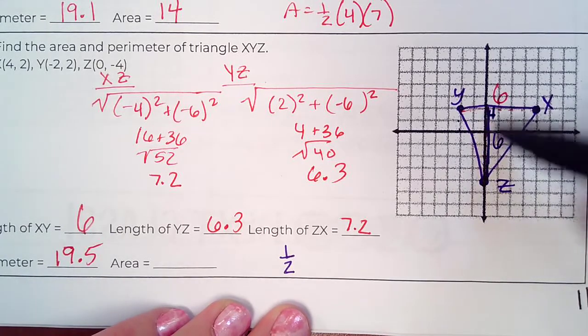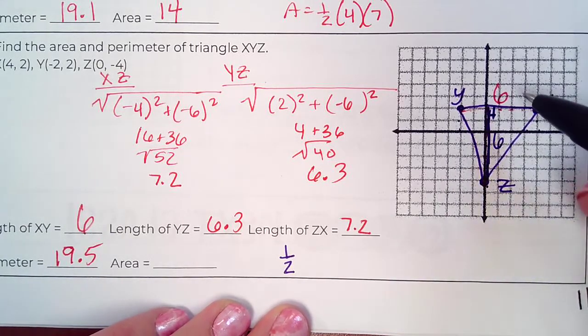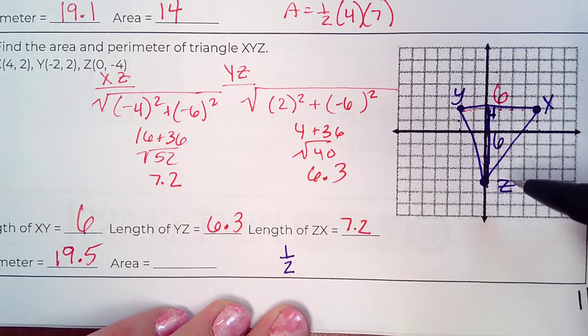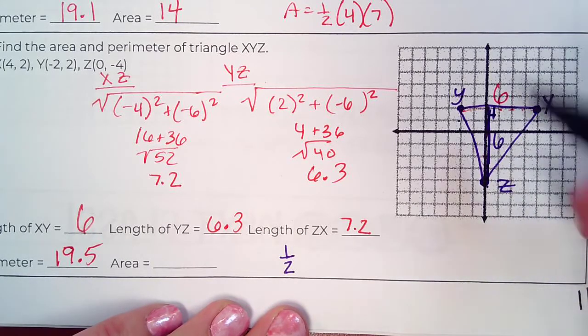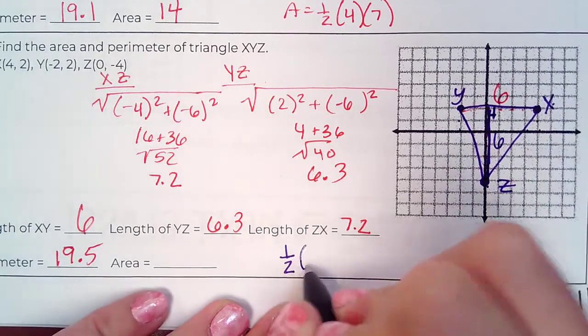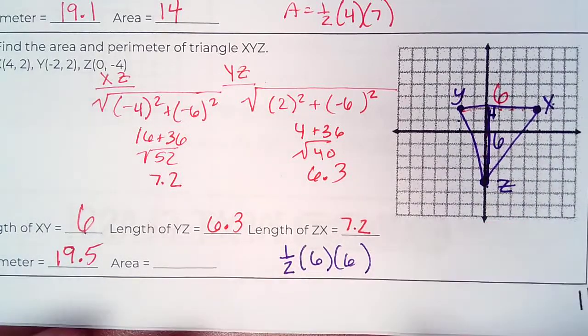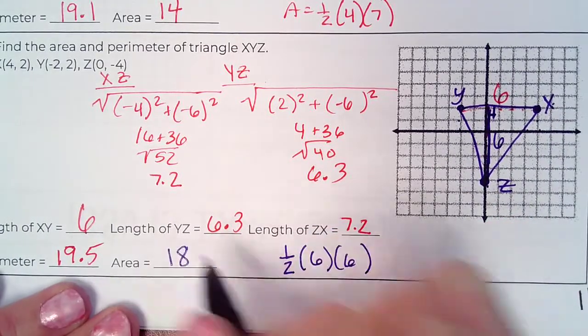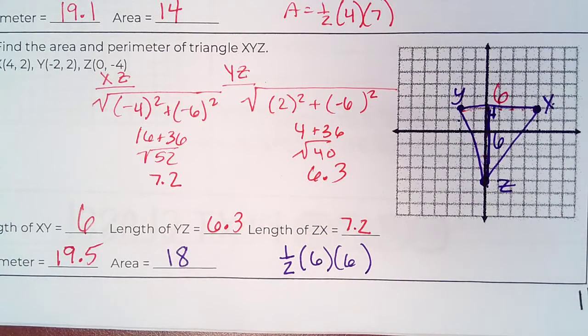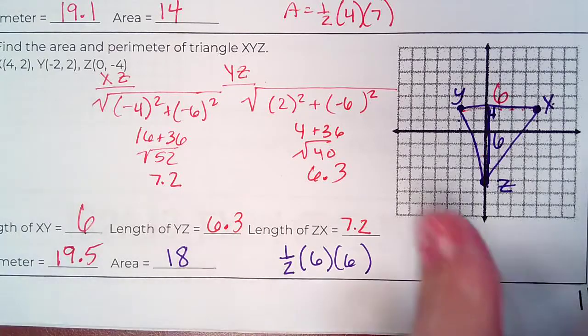And it doesn't have to be on the axis, it just has to go from a point. So height is 6, base is 6. So 1/2 times 6 times 6, so 18 units squared. A couple more here.